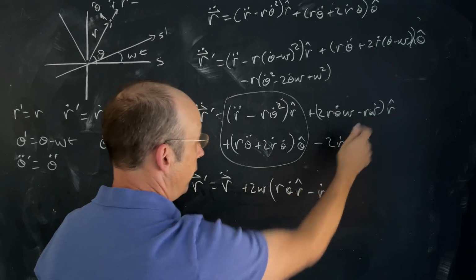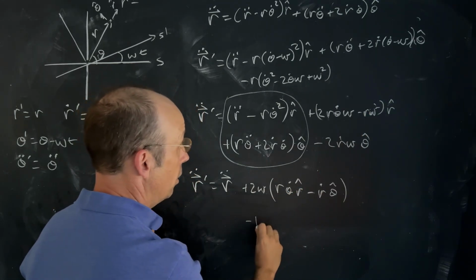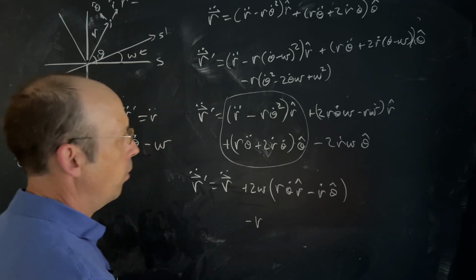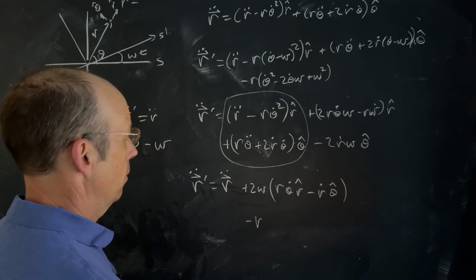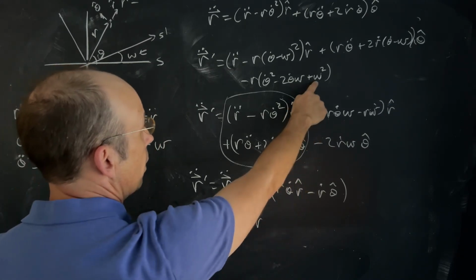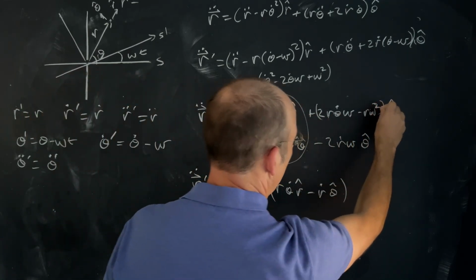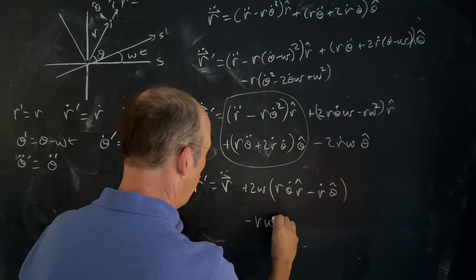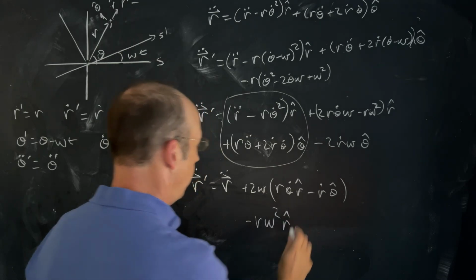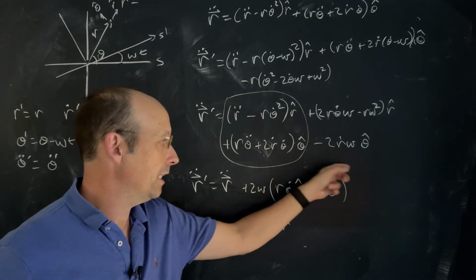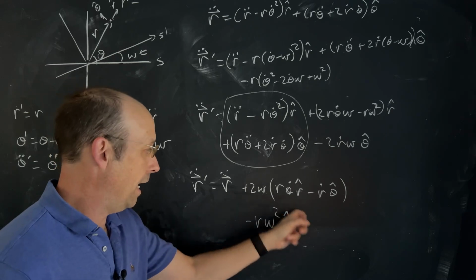And then the other term I have left over is minus r. I should have omega squared. I messed up. Oh, there it is, right there. R is squared. I did do that. Minus r omega squared r hat. Okay, so there's my normal acceleration. I have this extra term, and I have that extra term.